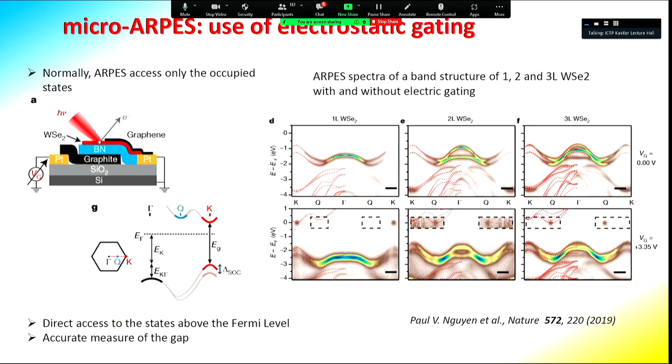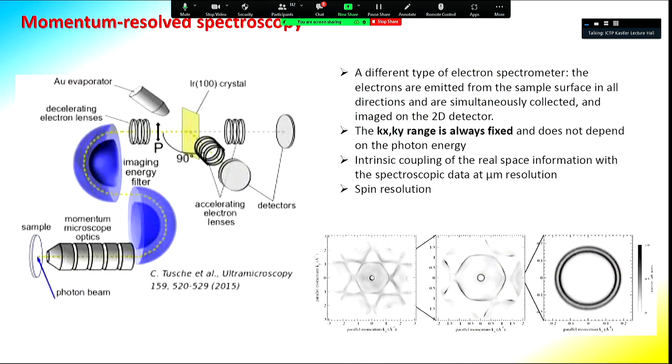One can also use electrical gating for some layered materials. In this way, one applies an electrical voltage to the sample, roughly speaking, and moves the Fermi level of the material to access the non-occupied states. These are some very new experiments which were recently done also at the synchrotron. And the last part is that one can also use completely another type of electron spectroscopy that, instead of measuring the spectra, can take all the electrons from the surface, and they are all projected on the image plane.